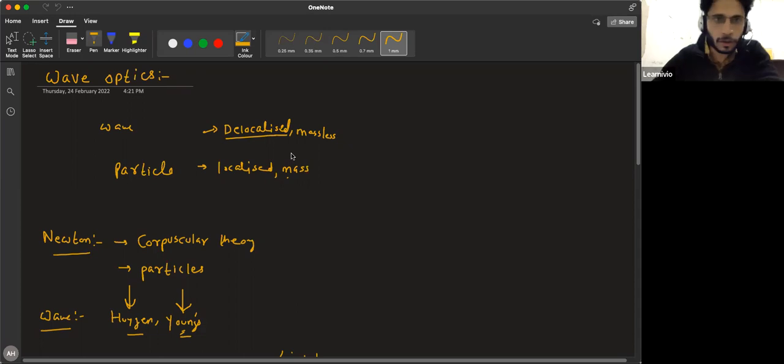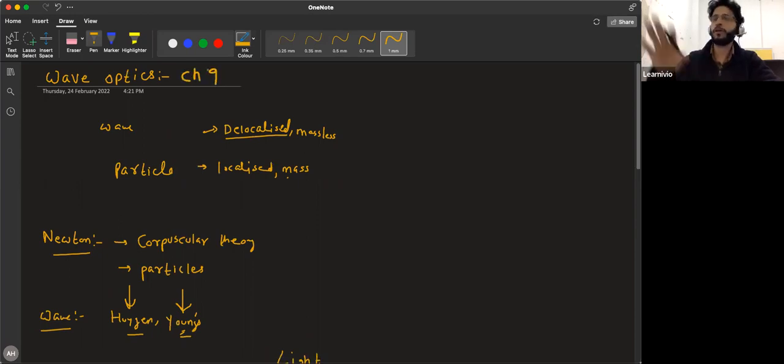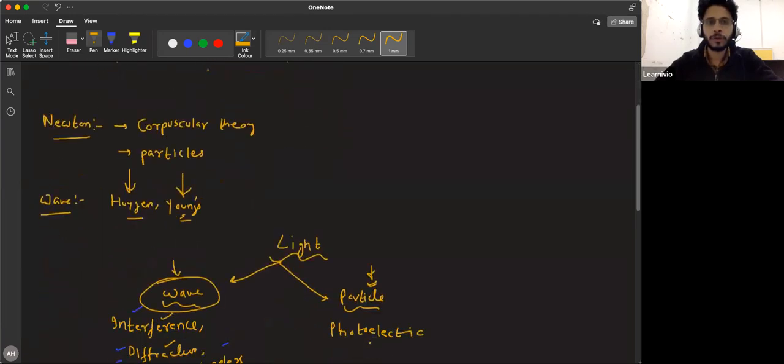So, in the last lecture, we finished electromagnetic waves. So, we'll start optics today. We divide optics into two parts. One is wave optics, another is ray optics. Wave optics is chapter number 9 of NCERT, and ray optics is in the 10th chapter.